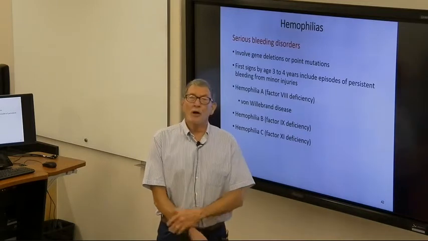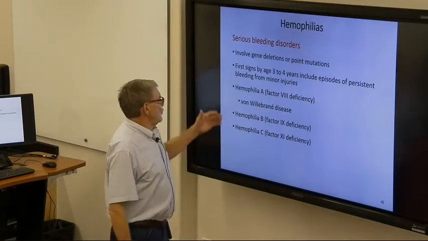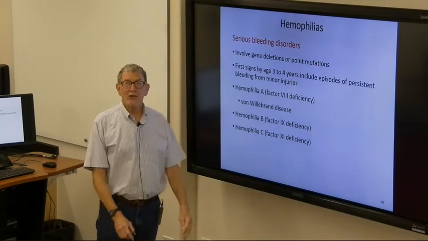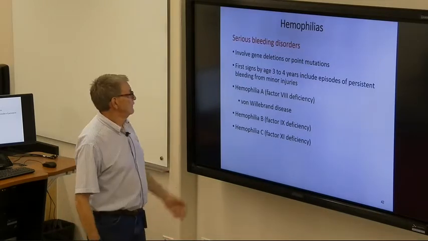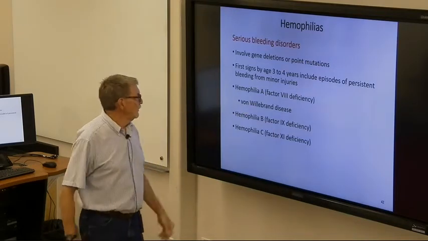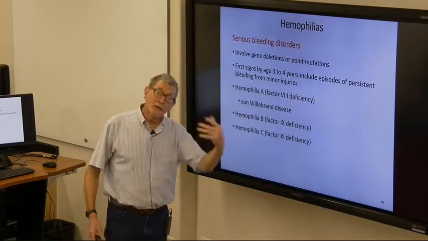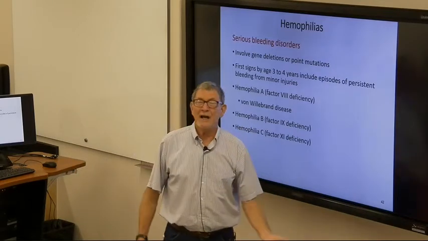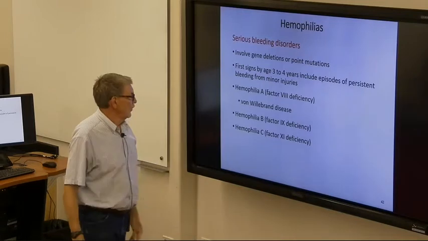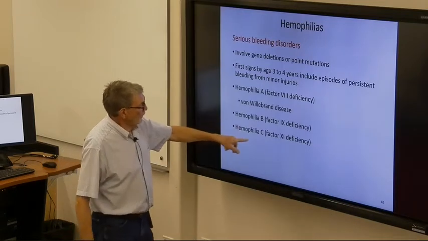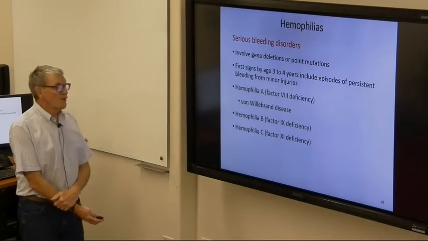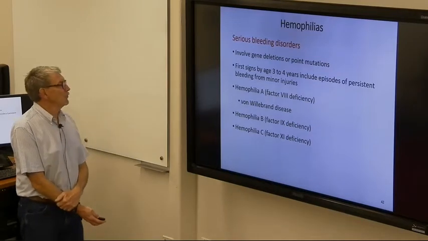Hemophilias are bleeding disorders generally based on the fact that you're genetically lacking a clotting factor. Factor 8, hemophilia A, the most common one. Von Willebrand disease, you don't have von Willebrand factor, so you can't start the process with platelet aggregation and all that. A couple of other abnormalities, deficiencies in clotting factors.